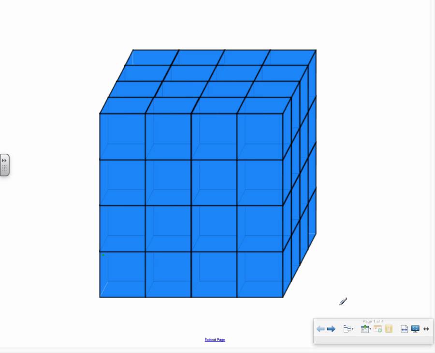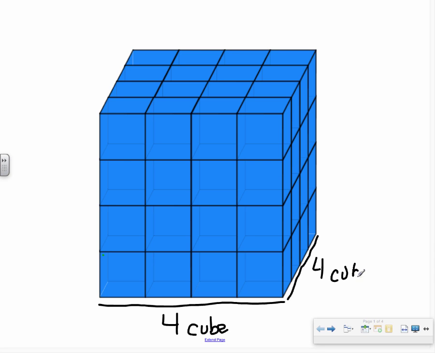All right, so let's take a look at this cube right here. We need to find out the length, the width, and the height in order to get the volume. So the length is 1, 2, 3, 4 cubes. The width is 1, 2, 3, 4 cubes. And the height, 1, 2, 3, 4 cubes.